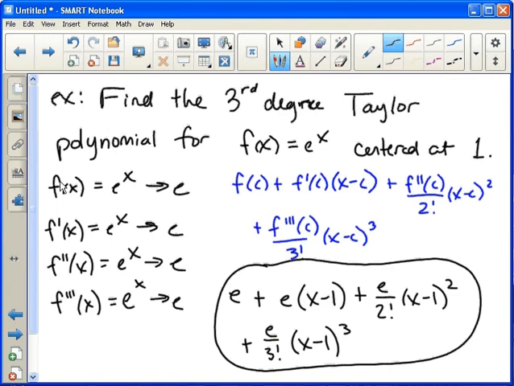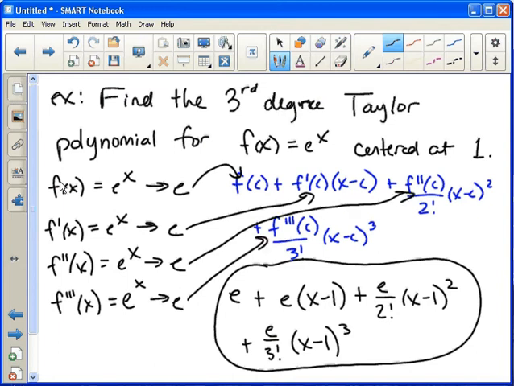So again, we just plug our values into the f's. And we also, in this case, have to make sure we plug our center in for all the c's. So 1, 1, 1.